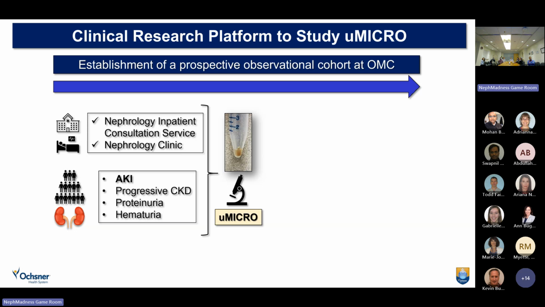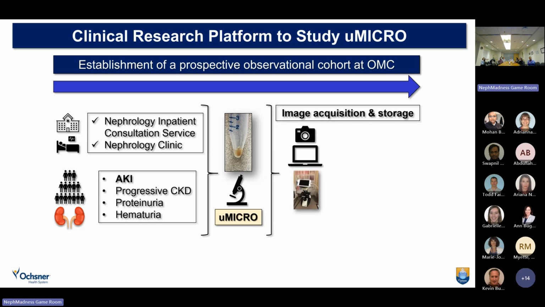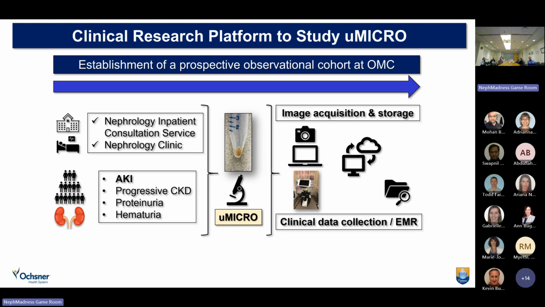So everybody had microscopy. As I said, those patients go into the cohort, and we have a system for image acquisition and storage in a virtual platform, so we can go back and analyze it. And our team is trained in how to store the images, so it's a consistent pattern that we have. And then, obviously, we extract clinical data. So this is the platform that we use for the studies that I'm going to be sharing with you today.